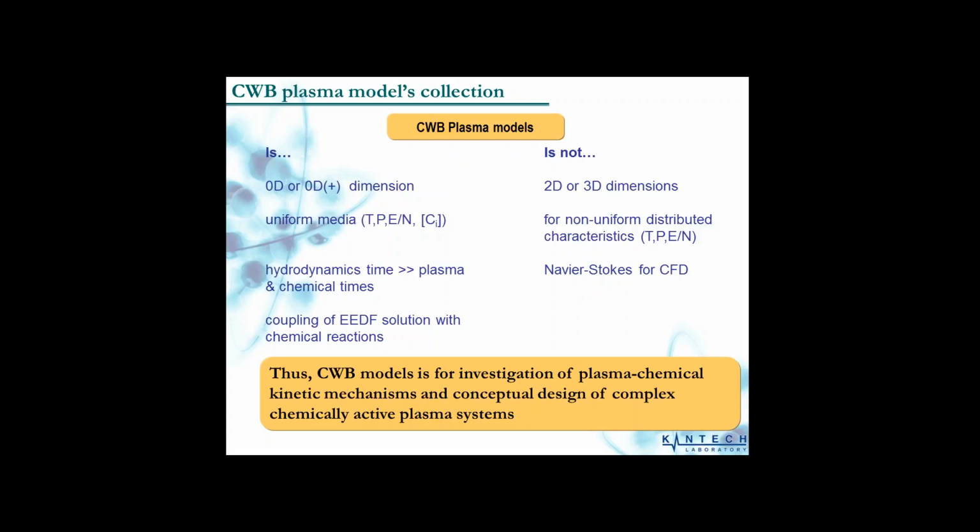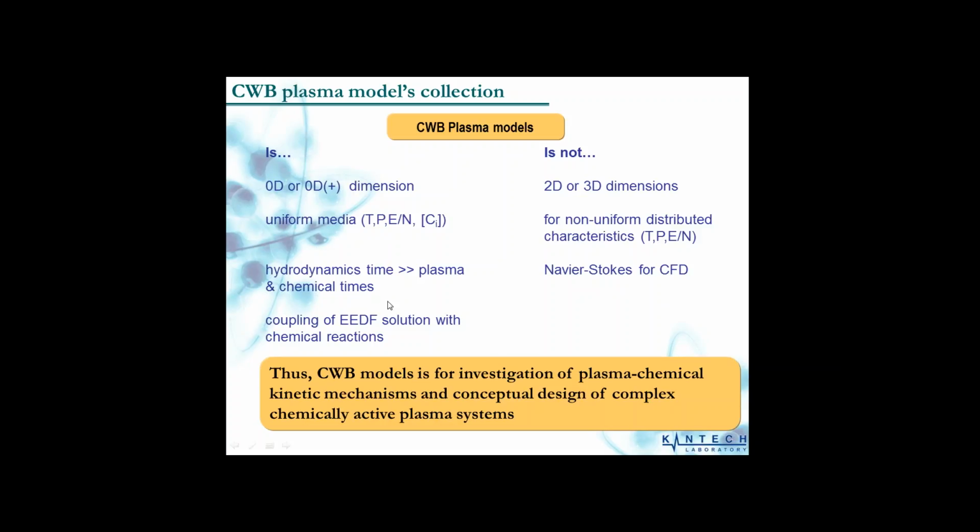So the plasma model in the chemical workbench is a 0D model, or a 0D model with some extension in terms of the diffusion to the wall. So it is not a 2D or 3-dimensional model. Hence, this model supports uniform values, so uniform distribution of the temperature, pressure, electric fields, concentration, and others. Well, so there is no solution of the Navier-Stokes equation. The model works in the approach that plasma and chemical time is much less than hydrodynamic time.